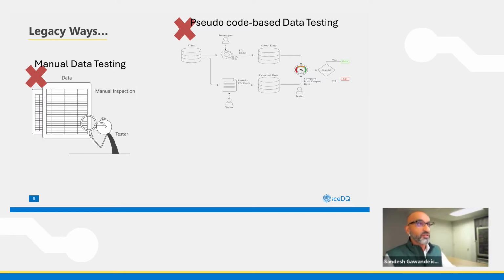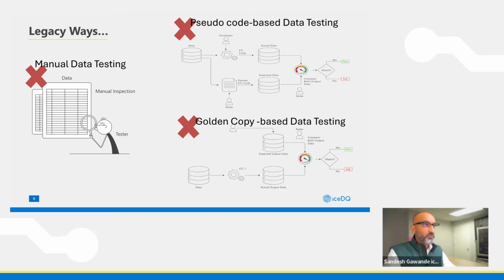Then there is another legacy way of testing. Let's say you have a data pipeline that is loading data into a table. What they will do is develop parallel code in stored procedures or scripts, create the data, and then compare the data. The problem with this approach is that you are almost recreating whatever the ETL team has done. You are doing the same thing again, and that's a lot of wasted time.